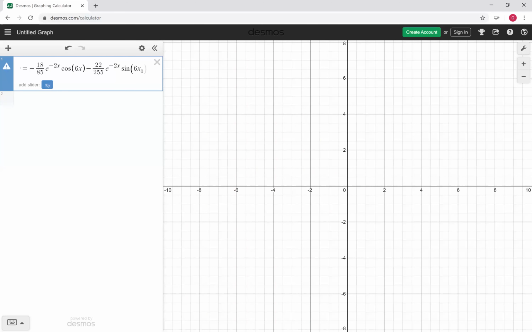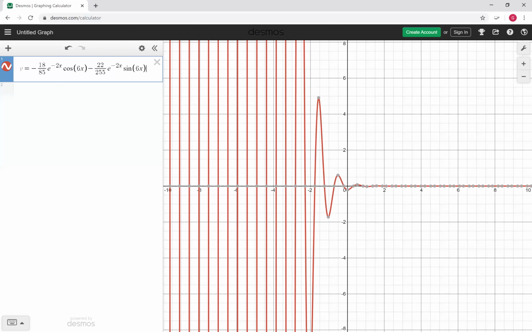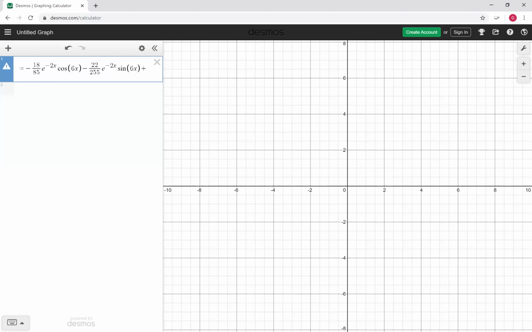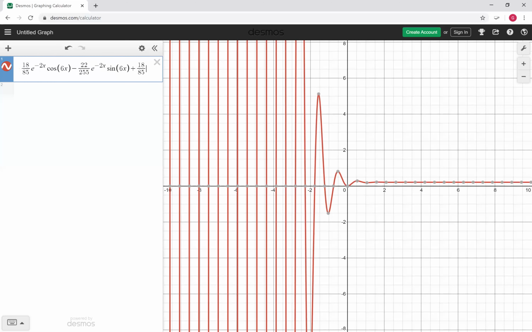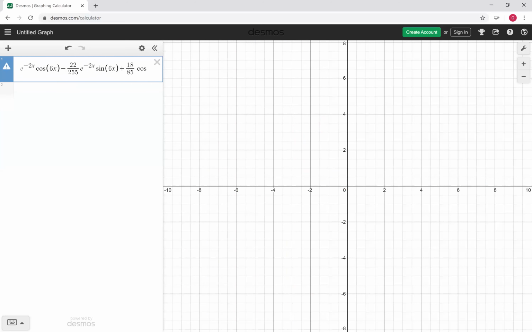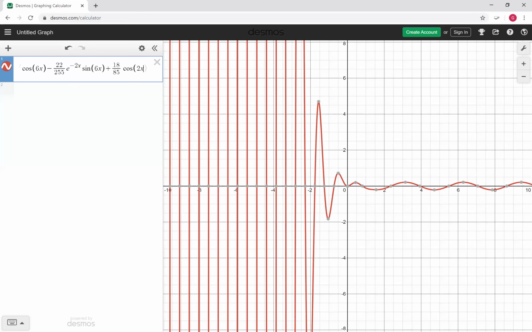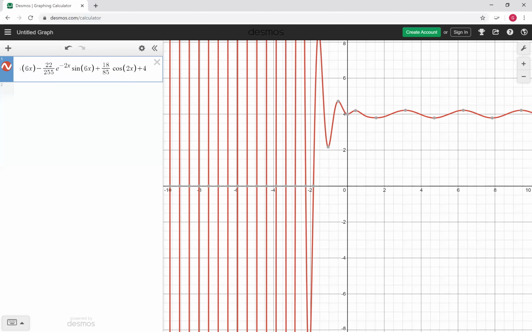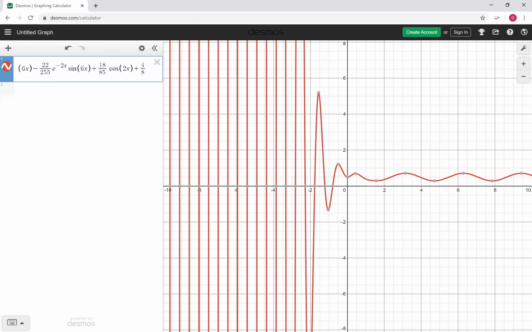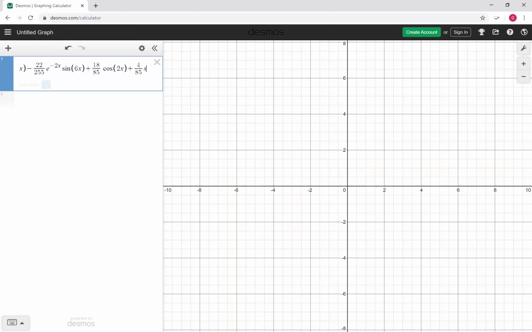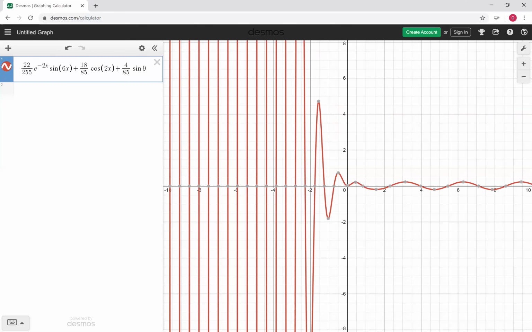And now let me type my particular solution part. Plus 18 over 85, and it is the cosine function, it is 2x now, and plus 4 over 85 sine function of 2x. Almost there.